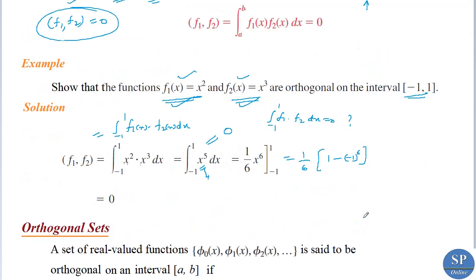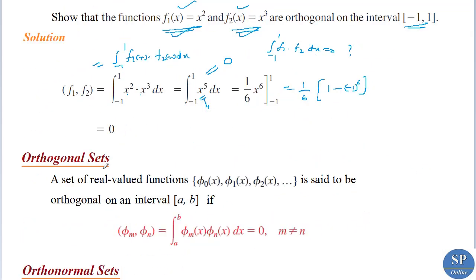Now we can discuss what is an orthogonal set. A set of real valued functions phi naught, phi 1, phi 2, etc. is said to be orthogonal on an interval ab if the inner product of phi m comma phi n is equal to 0.